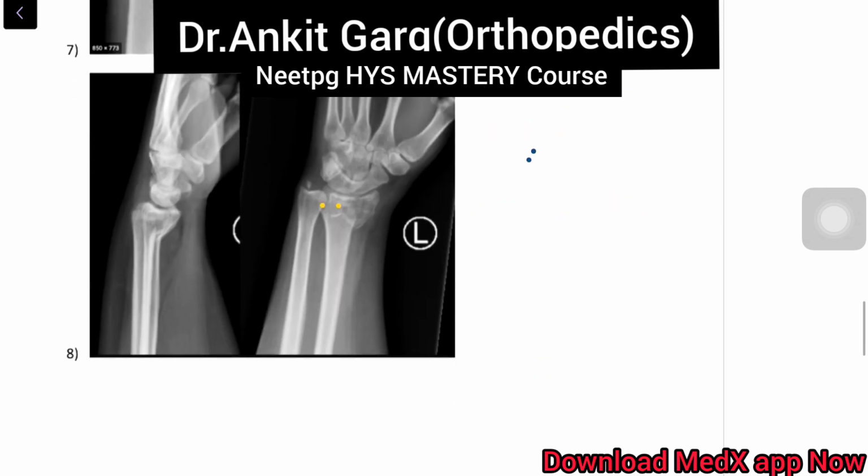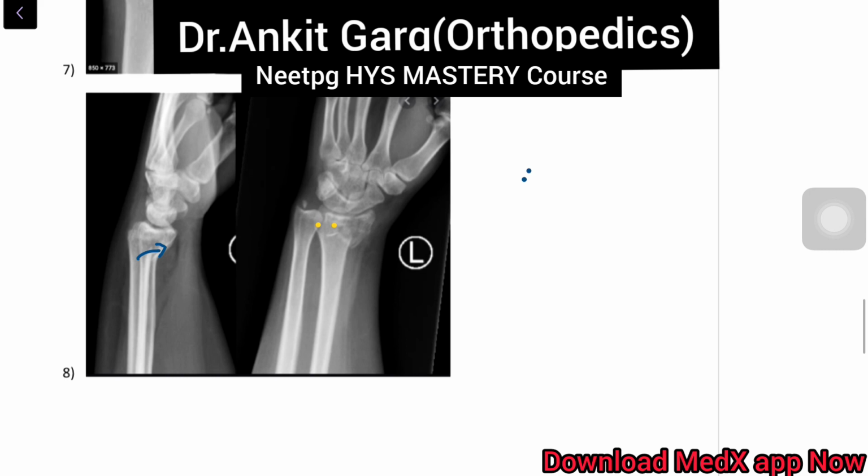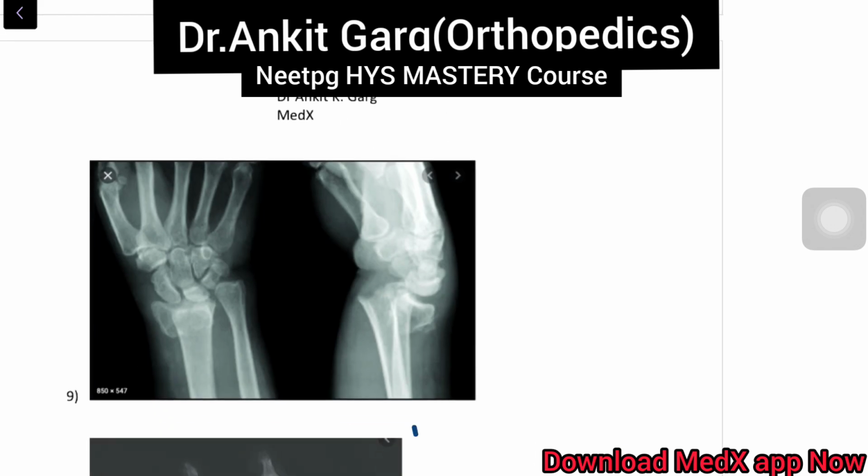Similarly, the same question for the next. I've given this because it's also very important for everyone to know. The distal fragment here is displaced volarly. It is not displaced dorsally, it is displaced volarly. So it is a Smith fracture. It's very easy to identify all these things once you have a basic trick.